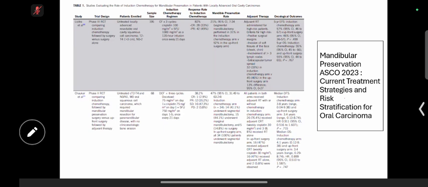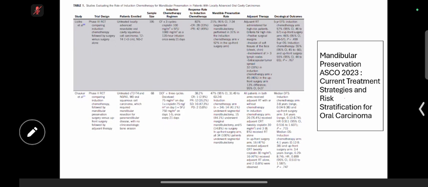The overall response rate was 82%, with a complete response rate of 33% and a partial response rate of 49%. They found mandibular preservation in 21% of patients. Segmental mandibulectomy was performed in 31% in the induction chemotherapy arm versus 52% in the upfront surgery arm. The 5-year event-free survival was 57% in the induction chemotherapy arm versus 46% in the upfront surgery arm.